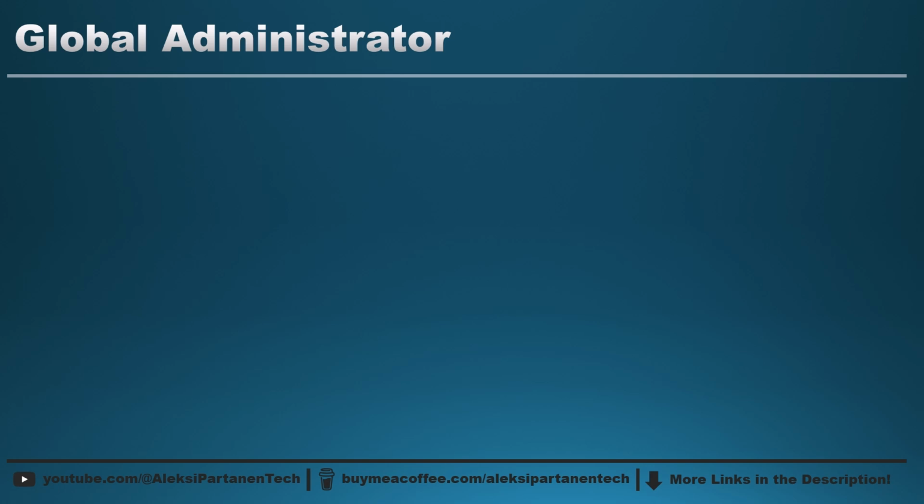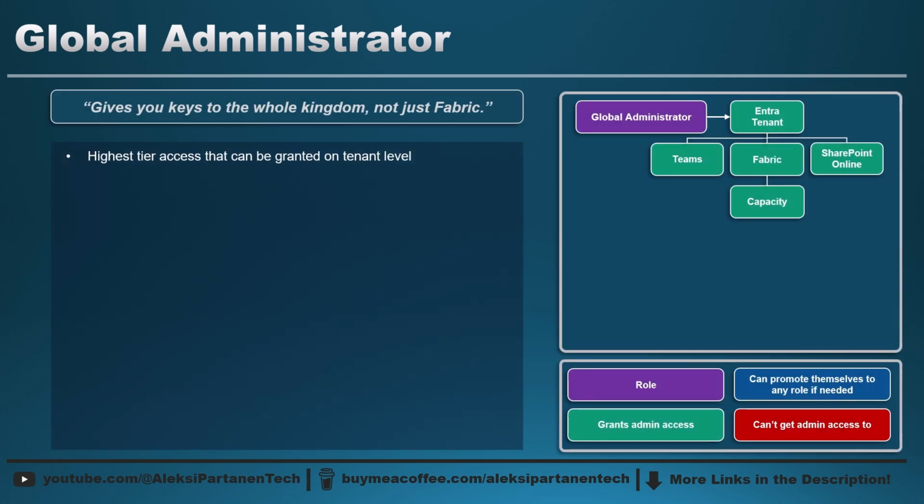Now let's start our rabbit hole with these different Fabric accesses, and let's do this in a top to bottom manner so that we start all the way from the tenant level and from the highest possible admin role that can be granted, that is the global administrator. Basically, this is the highest level of access that can be granted at the tenant level and gives keys to the kingdom in a sense.